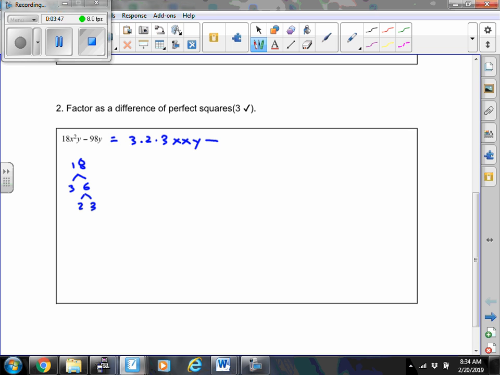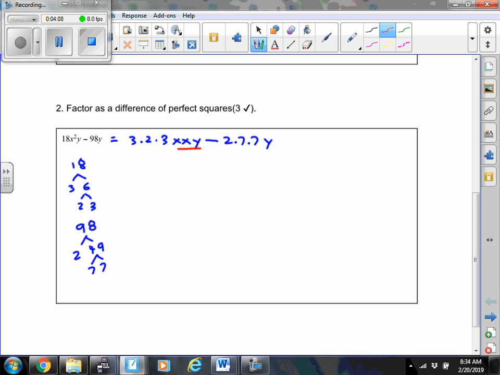Subtract. Now 98 may take a little bit. Let's see. 98. I know I can take my calculator and say, well, I think 2 goes in there because it's an even number. And if I do that, I get 2 times 49. And that's nice because that just gives me 7 and 7. So 2 times 7 times 7. And then I only have one letter y.